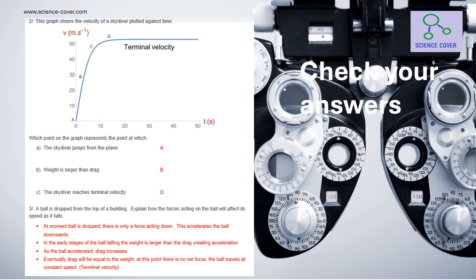A ball is dropped from the top of a building. Explain how the forces acting on the ball will affect the speed as it falls. At the moment the ball is dropped, there is only a force acting down. This accelerates the ball downwards. In the early stages, the ball falling has a weight that is larger than the drag. This creates acceleration. As the ball accelerates, drag increases. Eventually, drag will be equal to the weight. At this point, there is no net force, and the ball travels at a constant speed. We call this terminal velocity.